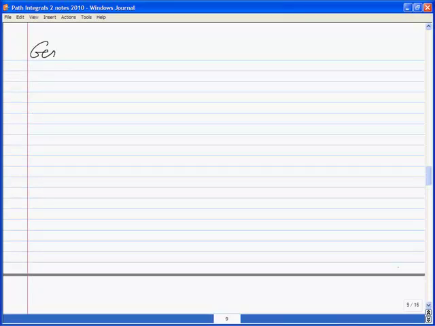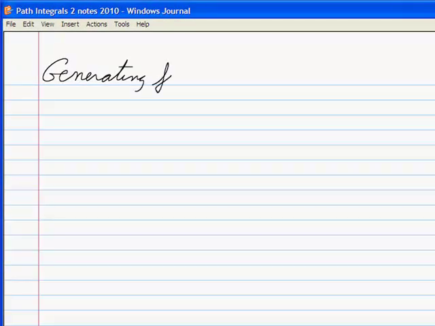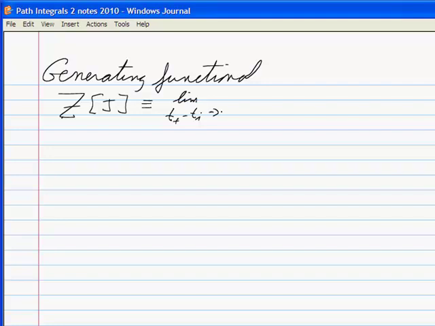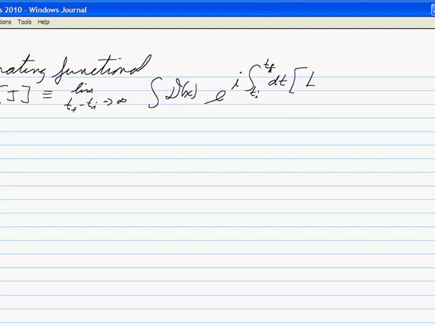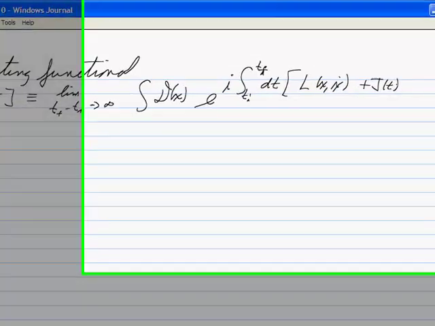This lets us define the generating functional. So I'm going to define Z, that's a Z, sorry, Z of j, as the limit tf minus ti goes to infinity of this path integral dx of the exponential of i times the integral from t initial to t final, those going to infinity, of dt, the Lagrangian, which is a function of x and x dot, plus j of t x of t.